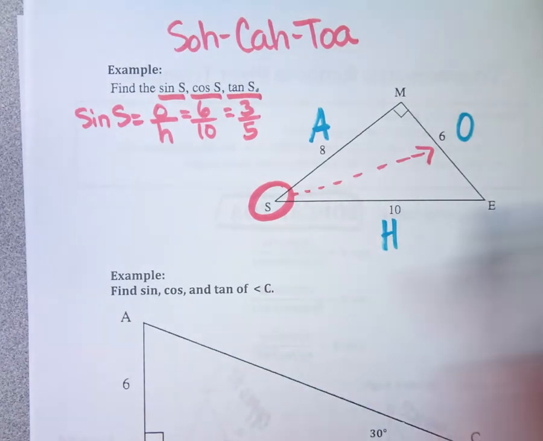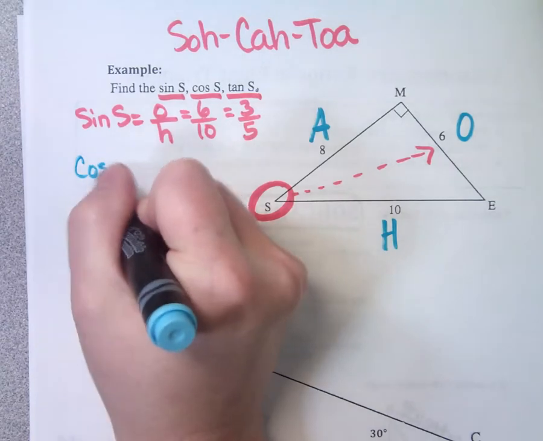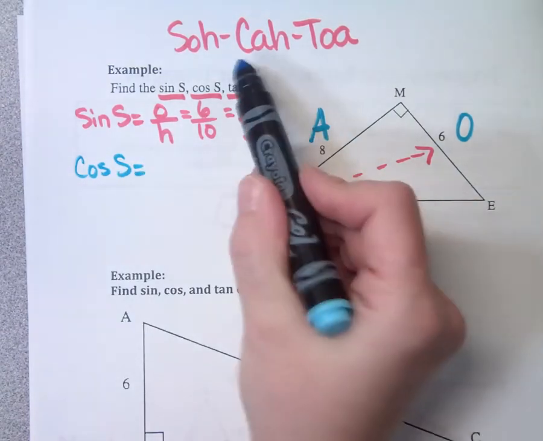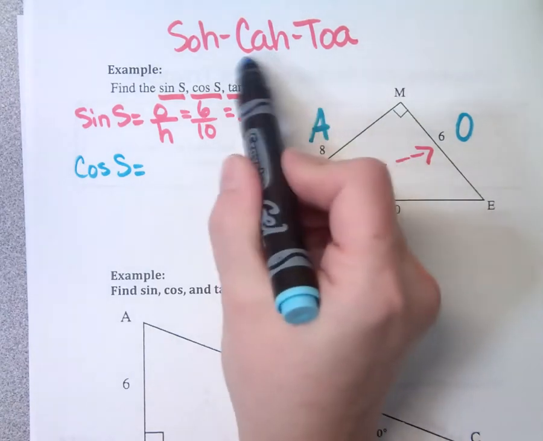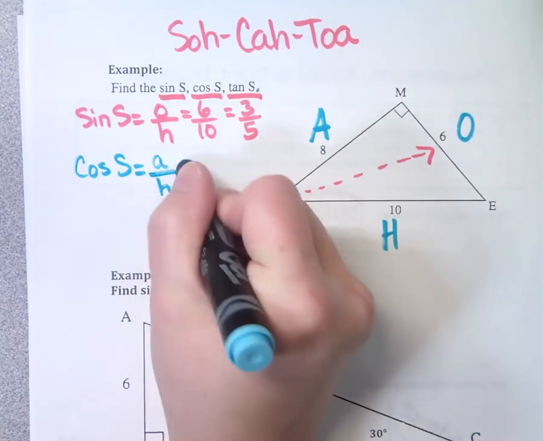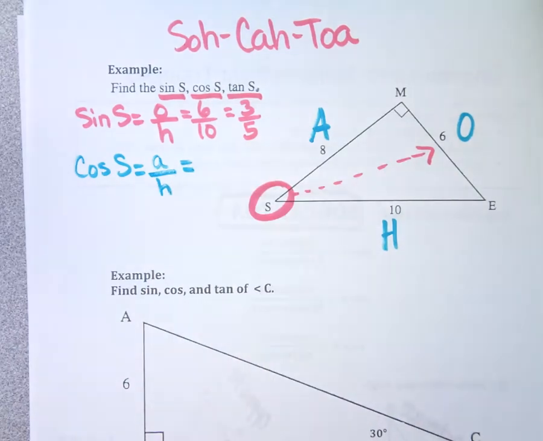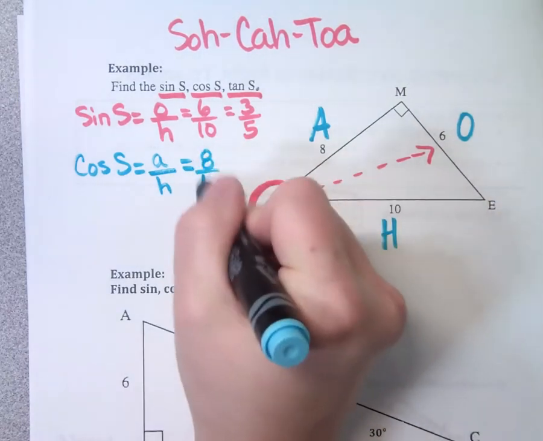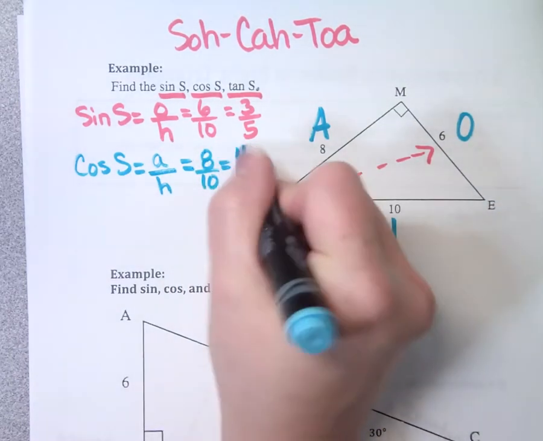Okay, next I'm going to find cosine of angle S. So I need to know what cosine is defined as. And cosine is defined as what over what? Adjacent over hypotenuse. So now all I have to do is look at my picture. And what would I write for adjacent over hypotenuse? 8 over 10. And then I can actually reduce that to 4/5.